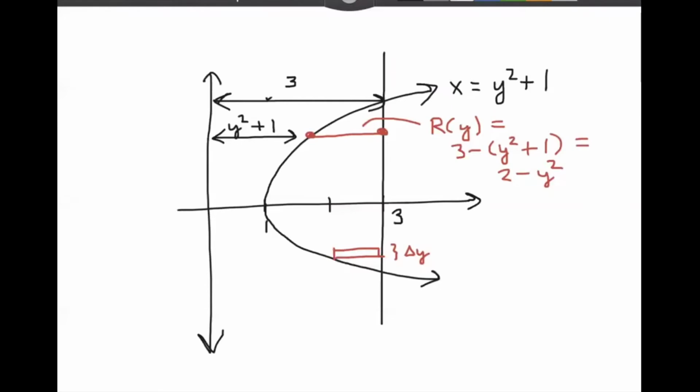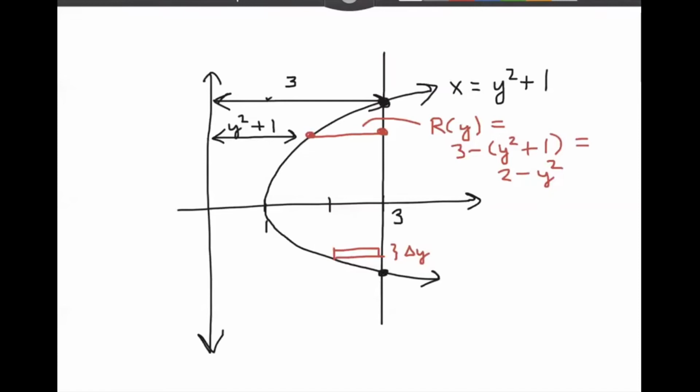So the last thing that we need before we set up our integral is the limits of integration. The limits of integration, again, are going to be y values that are going to be determined by these 2 points, because that's where the region starts and stops as you move from bottom to top.